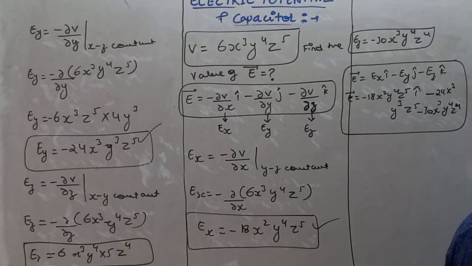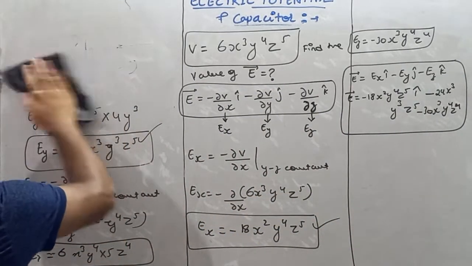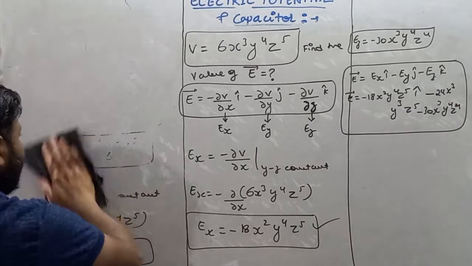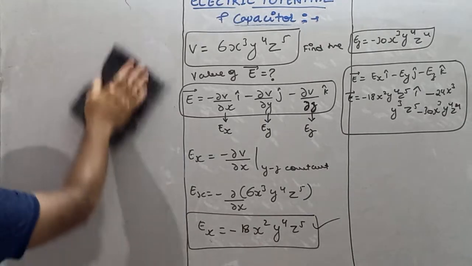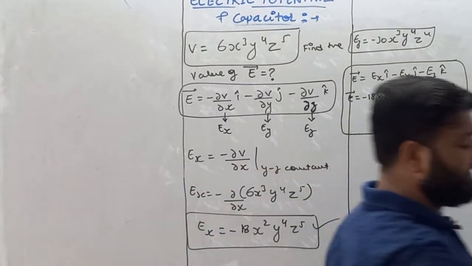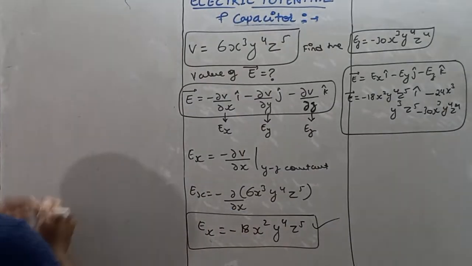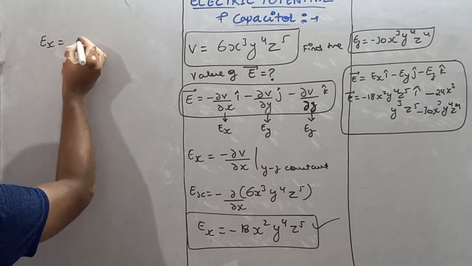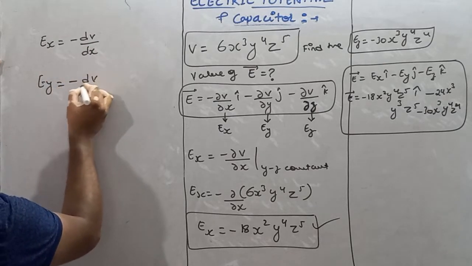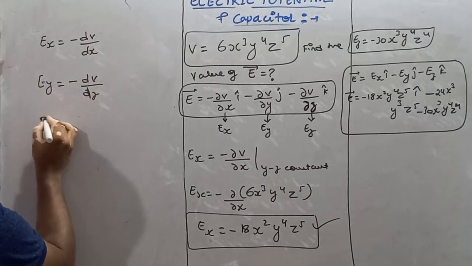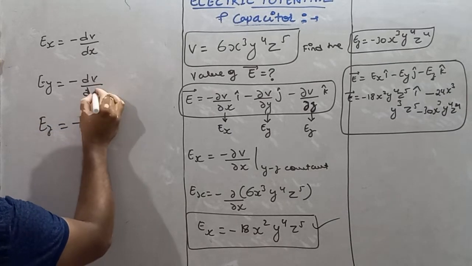Now moving forward, my dear student, next, if we see the formula of electric field, the value of electric field is minus dV by dx, or minus dV by dy, or minus dV by dz, meaning change in potential, differentiating the potential with respect to displacement. What we'll get? Ex is equal to minus dV by dx, Ey is equal to minus dV by dy, and Ez is equal to minus dV by dz.